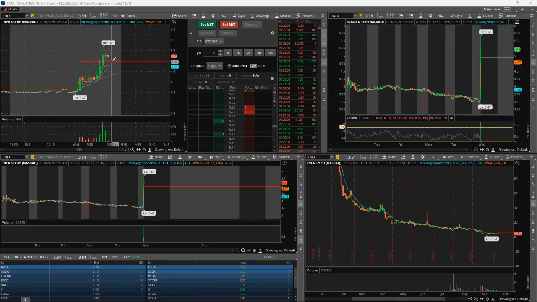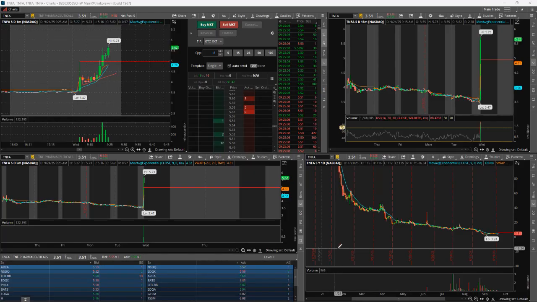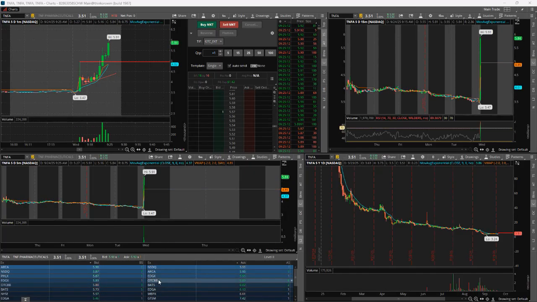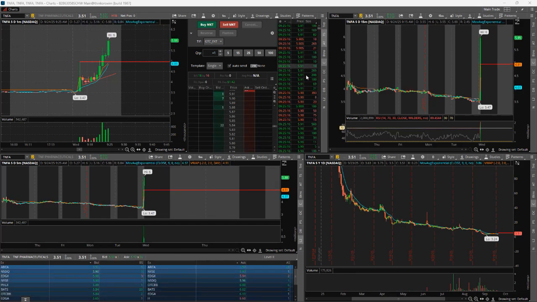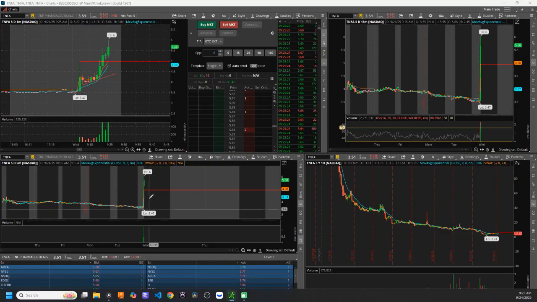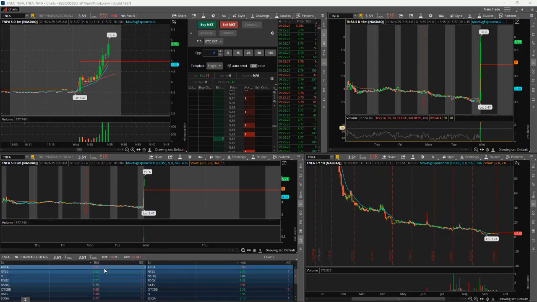You see this pullback? This is what I want to see. Boom. TNFA. So now you see the speed of the tape, right? The level 2 speed, the speed on the tape, momentum to the upside, right?